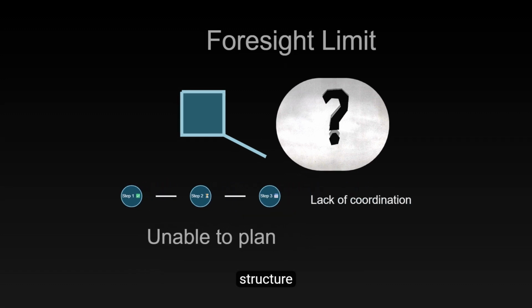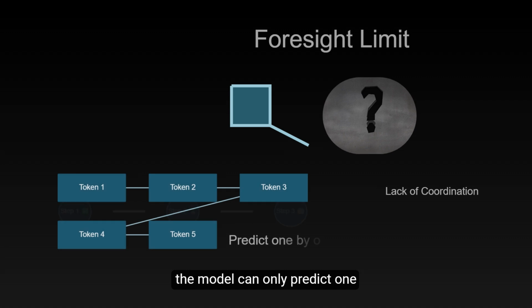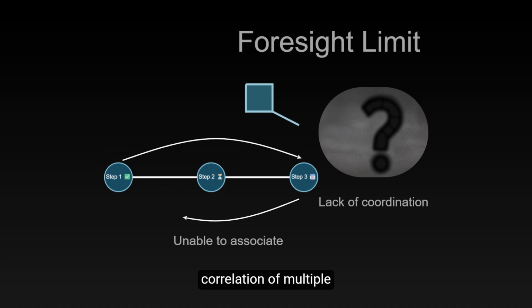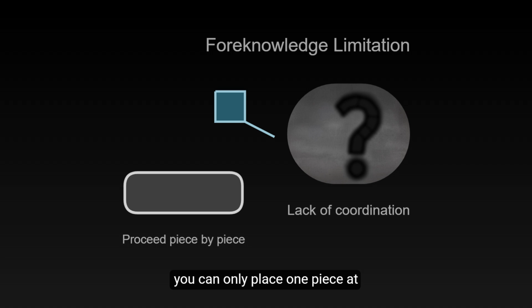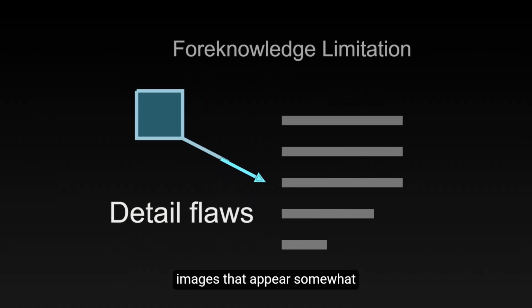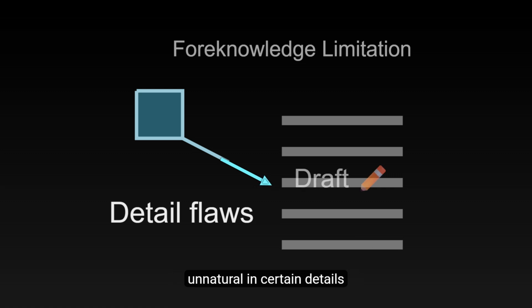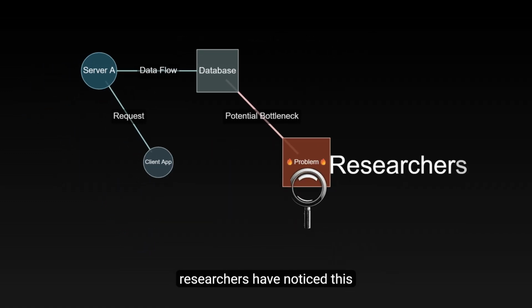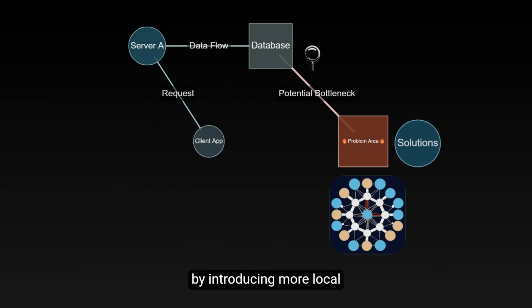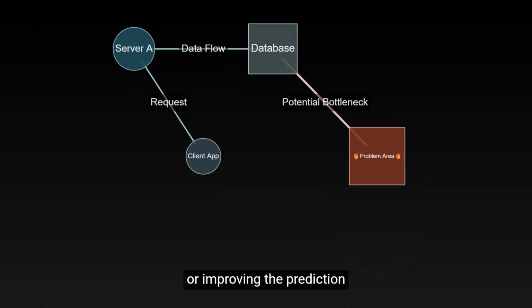At the same time, the model can only predict one token at a time, unable to consider the correlation of multiple positions simultaneously. This is like when doing a jigsaw puzzle. You can only place one piece at a time, unable to consider the relationships between multiple pieces simultaneously, which may result in generated images that appear somewhat unnatural in certain details. However, researchers have noticed this issue and are exploring possible solutions. For example, by introducing more local interaction mechanisms or improving the prediction framework to better handle global information.